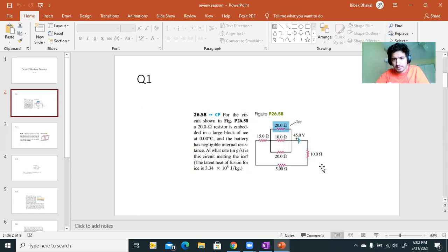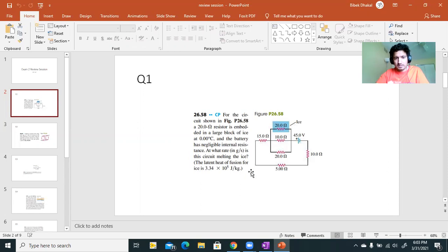So yeah, it has a few resistors and a battery, and that has an EMF of 45 volts. So what you are required to find is at what rate this 20 ohm resistor is melting ice. Initially this resistor is inside a block of ice at 0 degrees. So you need to use a little bit of thermodynamics that you learned last semester. But yeah, it's a very basic equation.